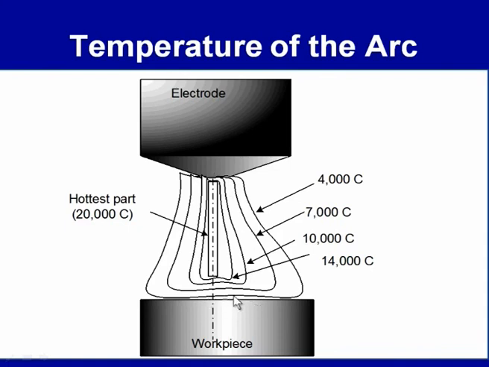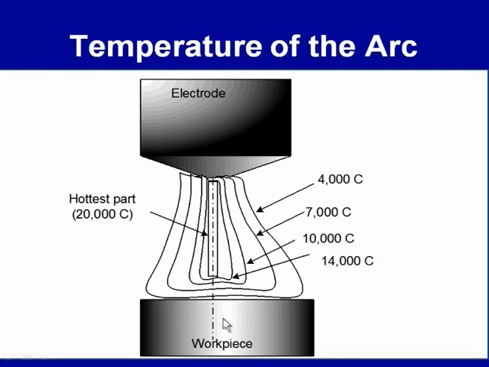These low temperatures at both ends, near the tip of the electrode and the workpiece, are basically due to the cooling effect offered by the electrode and the workpiece, which sometimes leads to melting of the electrode in case of a consumable arc welding process and melting of the base material. So, the cooling effects offered by the electrode and the workpiece lead to lower temperatures at their surfaces, while the peak temperature is observed in the core of the arc, which can range from say 20,000 to 30,000 degrees centigrade depending upon the current being used.